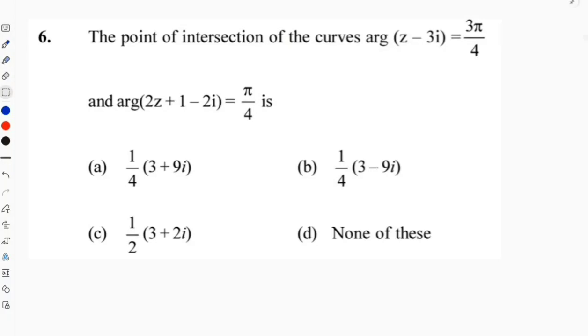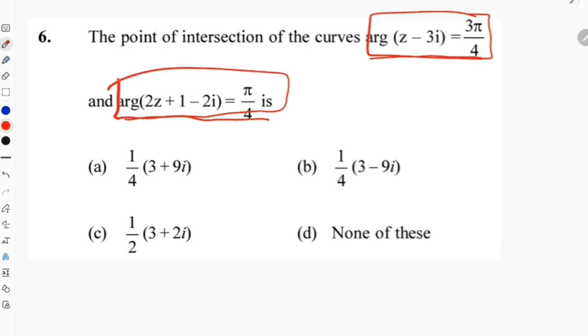Hello friends, in this video let's learn how to solve two equations in complex numbers, or two equations in the Argand plane. Here the equations given are: argument of z minus 3i equals 3 pi by 4, and argument of 2z plus 1 minus 2i is pi by 4. So the locus of this equation is one curve, the locus of this equation is another curve. We need to find the number of solutions of these two.